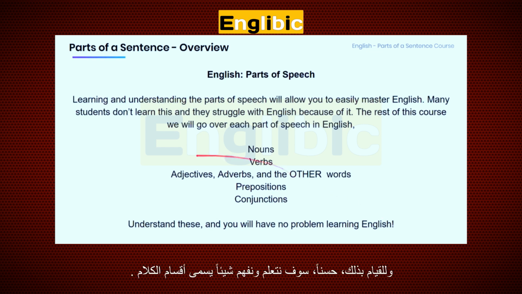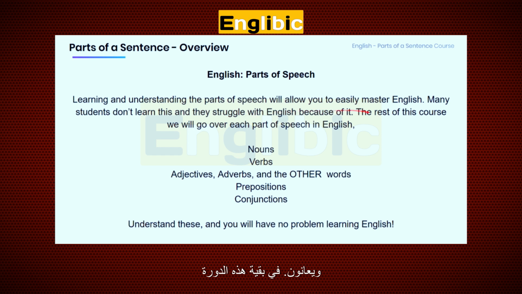And to do this, okay, we're going to learn and understand something called the parts of speech. The parts of speech are the parts that you use to make up English sentences. Okay? So if you learn these things, you'll easily master the English language. And like I said, many students don't learn this. They just skip this part. They just try to start learning the big, complicated sentences, and they struggle.